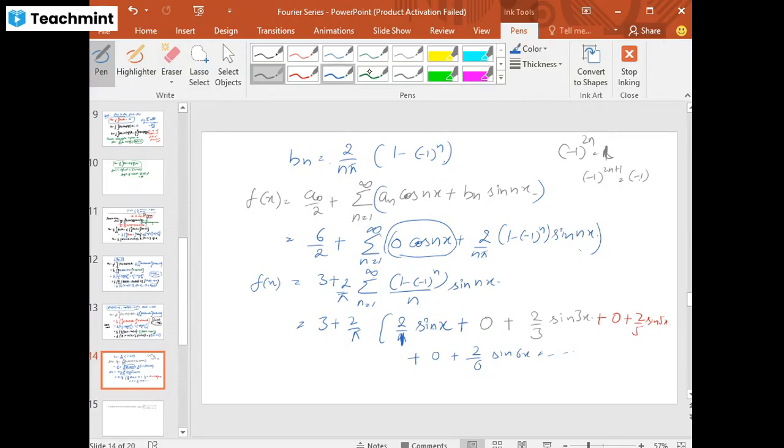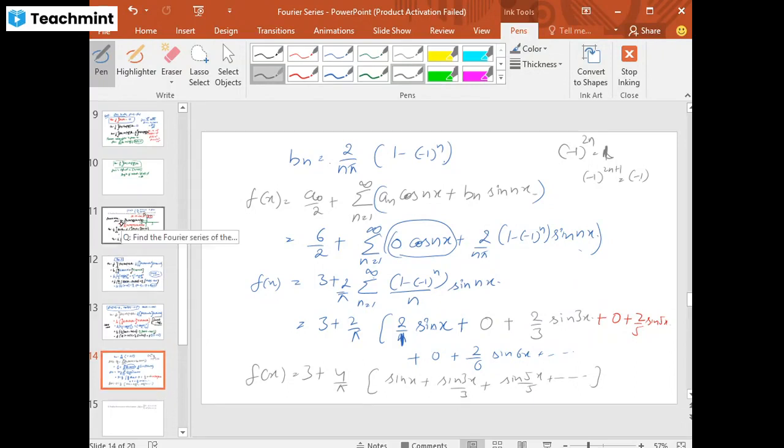So what is the Fourier series here? We can get the Fourier series as f of x equal to 3 plus 4 upon pi, where 2 is common, times sine x plus sine 3x upon 3 plus sine 5x upon 5, and so on. So this is the Fourier series of this function. Okay, so this is how we can find the Fourier series of the function.